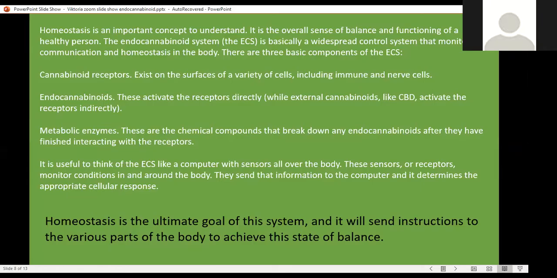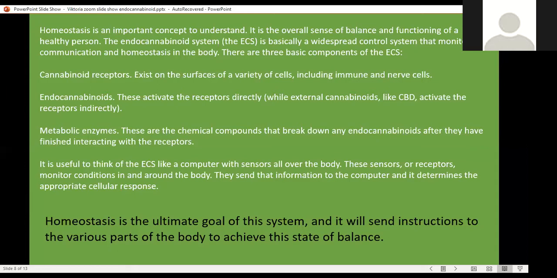Homeostasis is an important concept to understand. It is the overall sense of balance and functioning of a healthy person. The endocannabinoid system is basically a widespread control system that monitors communication and homeostasis in the body. These are the three basic components of the ECS.